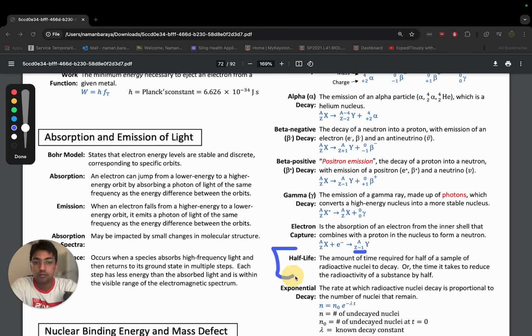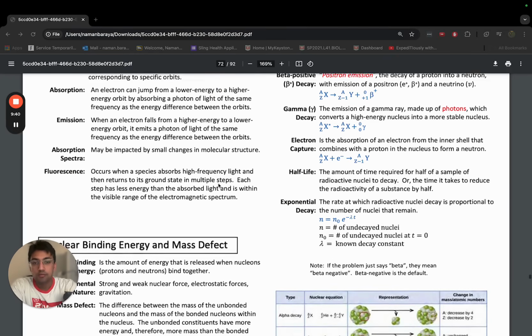Now half-life is pretty high yield. You'll probably get 1 question or 2 about half-life, and it's the amount of time that's required for half of the sample to decay. So if I have 100 of, I don't know, radon, and then it becomes 50 in like 1 week, then the half-life is 1 week. If it becomes 25 in 2 weeks, you should know that the half-life is 1 week, because there's two times that it halved, once from 100 to 50 and then once from 50 to 25. So if it took 2 weeks, that means that 1 week is the half-life.